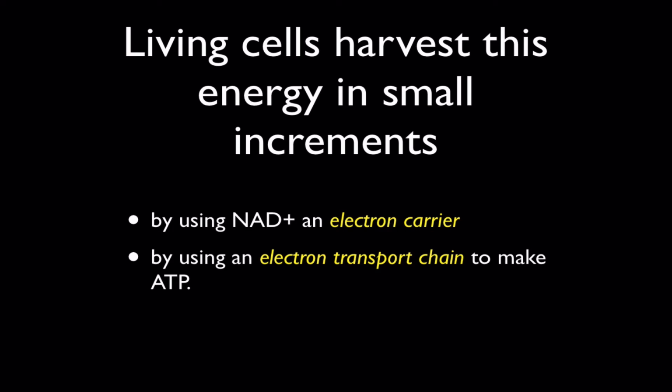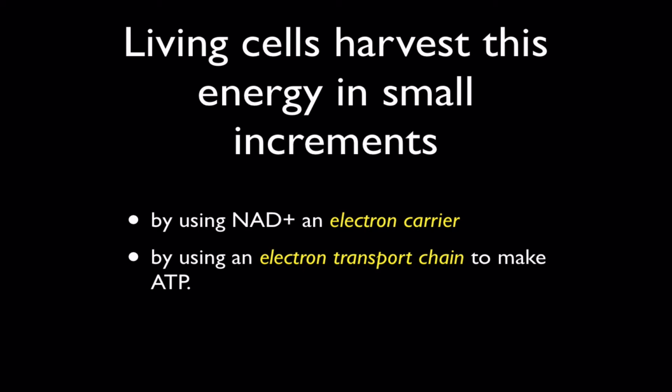Living cells do this in small increments because whenever you release energy in large amounts, we call that explosions. And explosions tend to generate a lot of heat, and of course heat is pretty much useless for cells as something to do work with. So in order to harvest this energy in small pieces or small increments, molecules called electron carriers are used. And what electron carriers do is they pick up electrons and hold on to them long enough for the energy to be extracted in small chunks, so to speak.